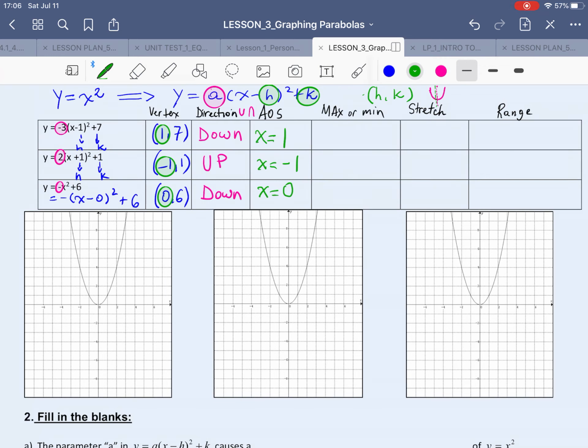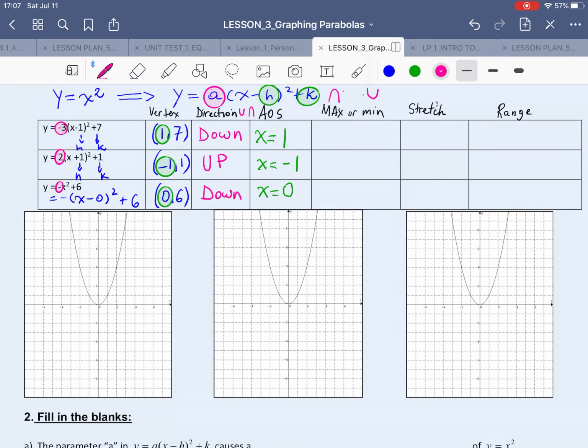So next we will talk about the max or min function. Now, for a quadratic relation, remember, a maximum occurs when a parabola has a highest point, and a minimum occurs when a parabola has a lowest point. Now recall what determines whether the parabola has a highest or lowest point. It's the coefficient a.